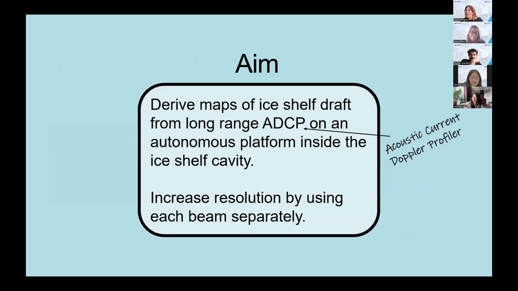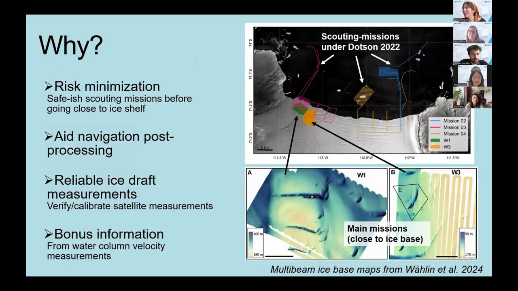Okay, so the aim with this study was basically to derive maps of the ice shelf draft, that is how deep the ice is below the waterline, using long-range acoustics mounted on the AUV, the autonomous platform that we have. And we also wanted to increase resolution compared to the simplest way of doing it, and that is by treating each beam separately in the ADCP.